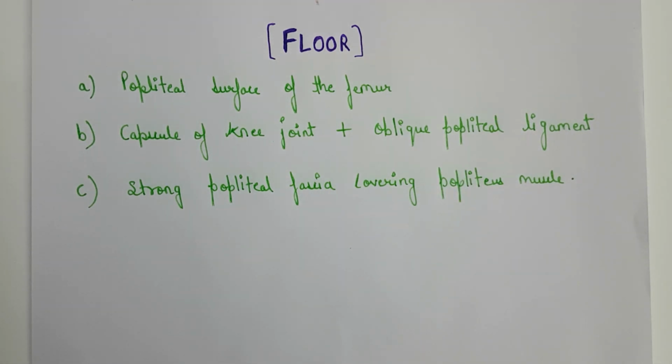One thing to remember is the floor of the popliteal fossa is formed from above downwards. That is, this is present above and the rest of the structures belong downwards.